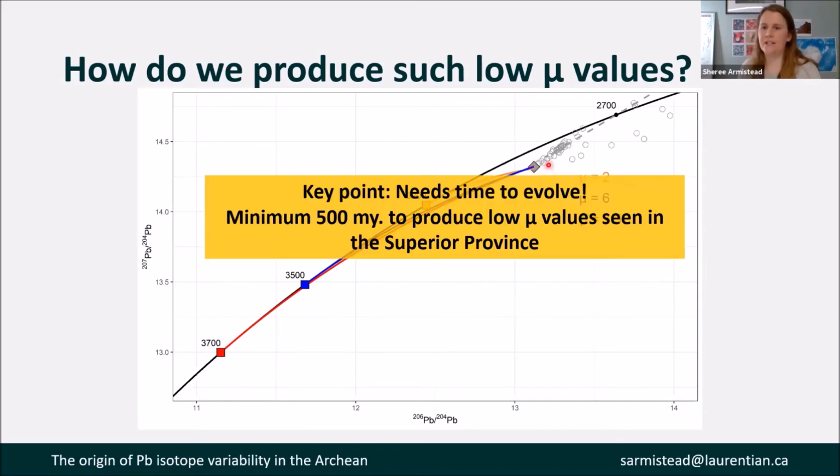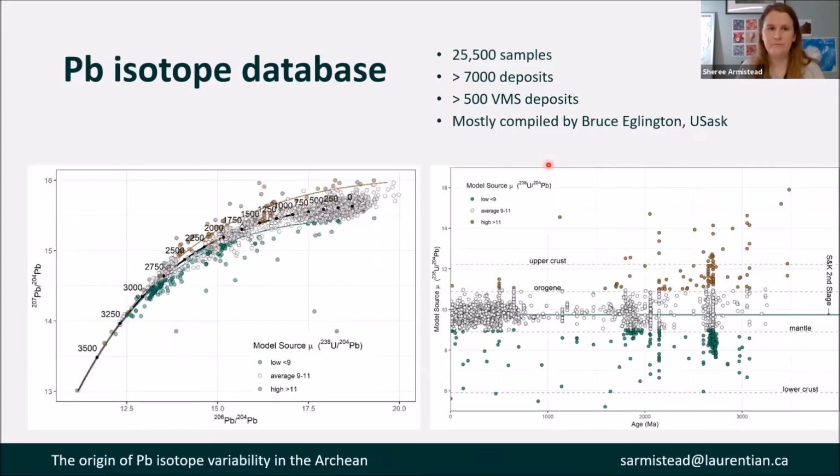But the real point here is that it needs time to evolve. So really a minimum of 500 million years to be able to produce the low mu values that we see in the Superior Province and some other Archean cratons.